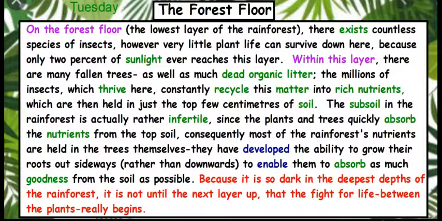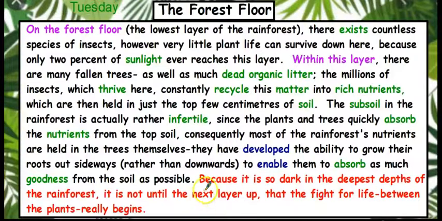The subsoil in the rainforest is actually rather infertile, since the plants and trees quickly absorb the nutrients from the topsoil. Consequently, most of the rainforest nutrients are held in the trees themselves. They have developed the ability to grow their roots out sideways, rather than downwards, to enable them to absorb as much goodness from the soil as possible.